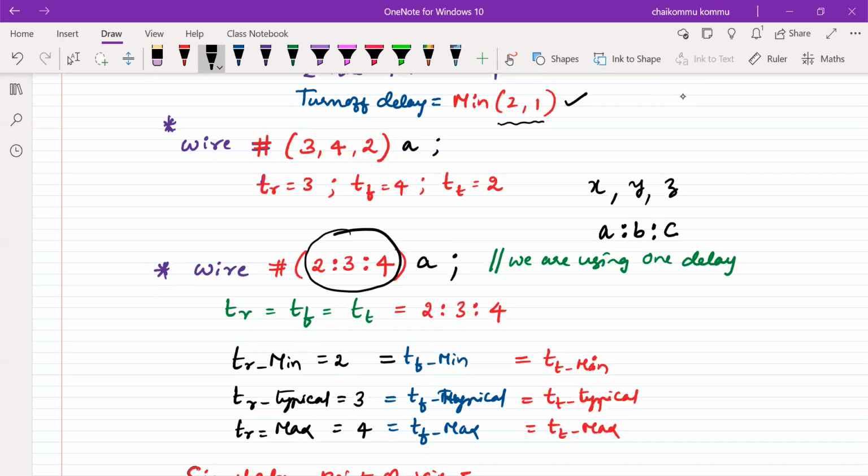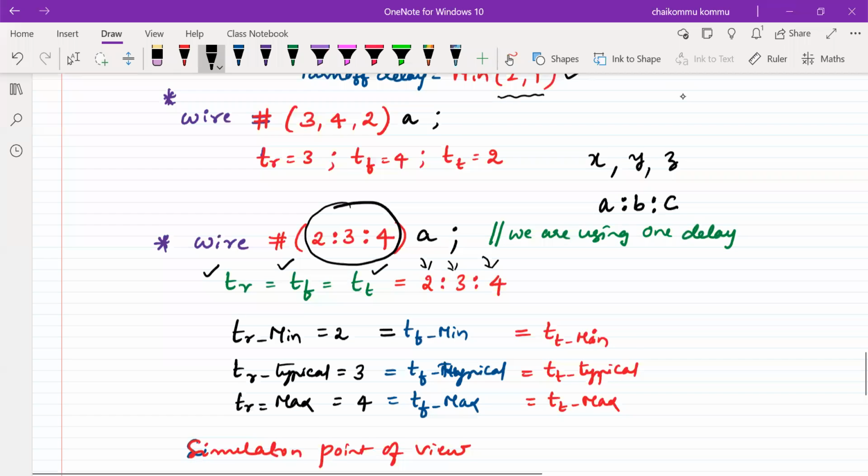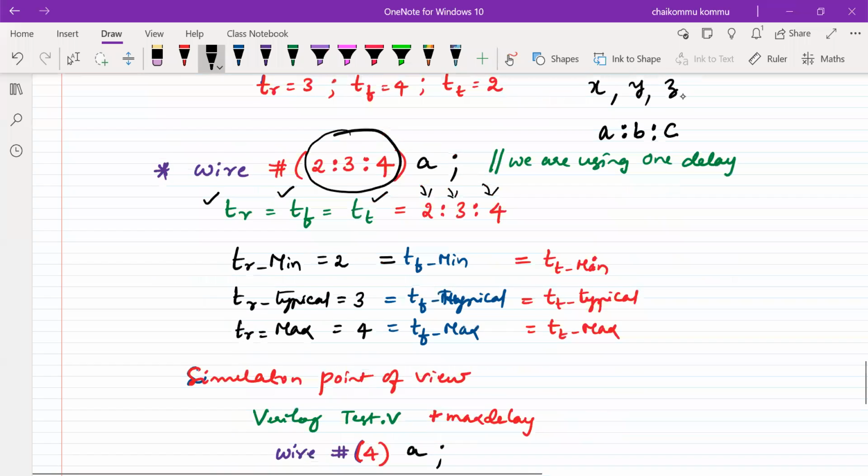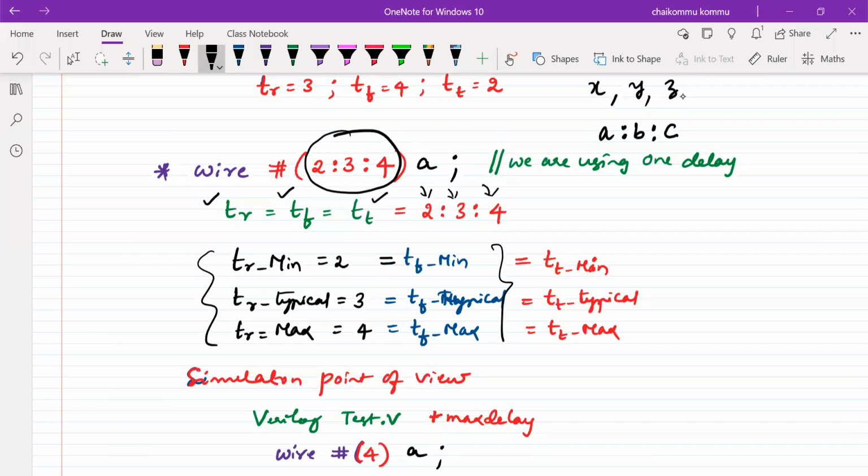One delay means 3 different types of delays are there. So that means rise delay, fall delay, turn-off delay. So for that one, the minimum value, the typical value, as well as the maximum value for rise can all be represented here. Okay, minimum value, typical values for the rise as well as the fall also. Okay, turn off is actually the minimum value of these things. Okay, it will take the minimum value.